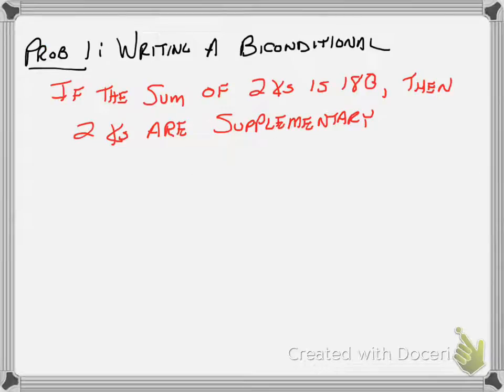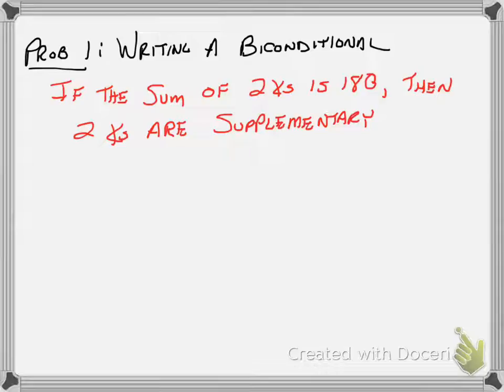Problem 1 talks about writing a biconditional. So you want to take a look at the first conditional. If the sum of two angles is 180 degrees, then two angles are supplementary. First things first, what I need to do is write the converse of the following conditional. If it's true, then you can write the statement as a biconditional.